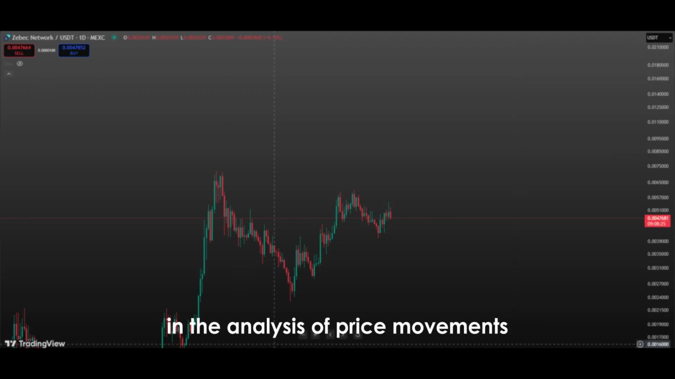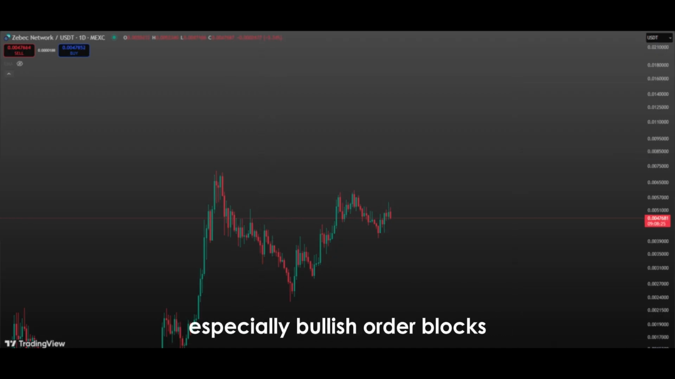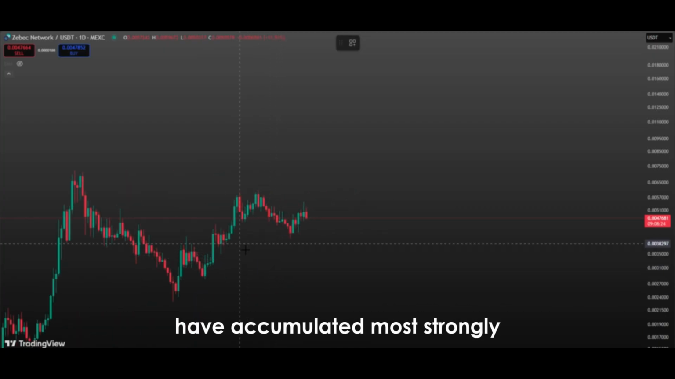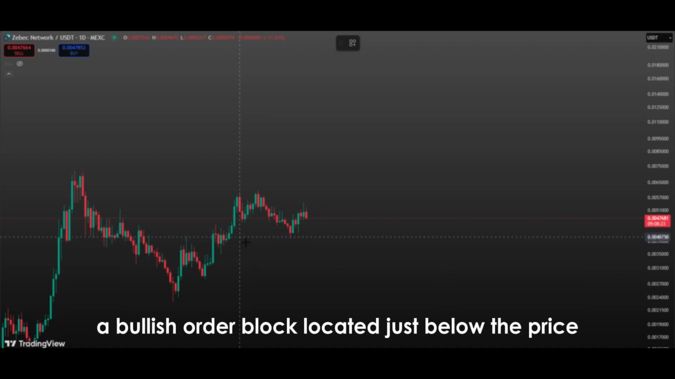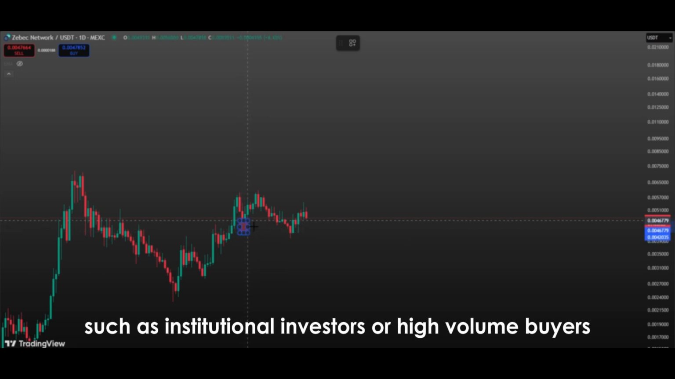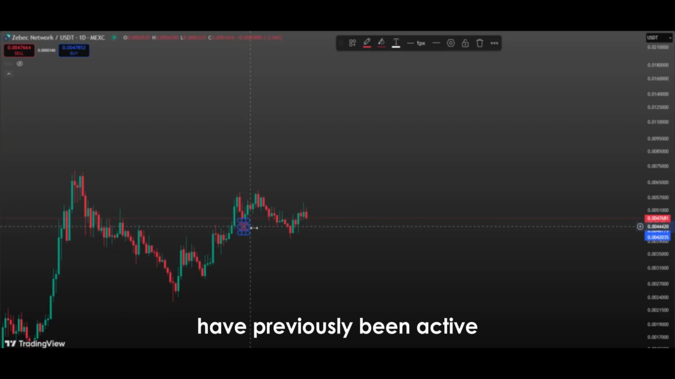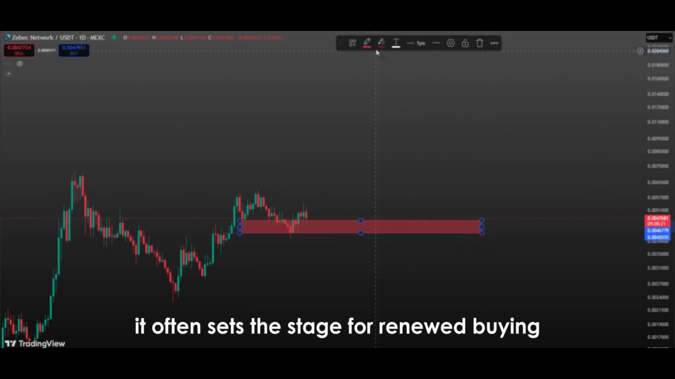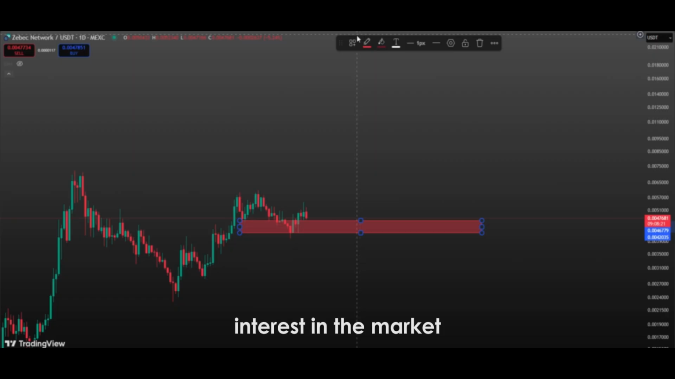In the analysis of price movements, especially bullish order blocks are among the most closely watched structures in technical analysis because they represent areas where the market's buyers have accumulated most strongly. A bullish order block located just below the price actually indicates areas where large players, such as institutional investors or high-volume buyers, have previously been active. Therefore, when the price approaches this level, it often sets the stage for renewed buying interest in the market.